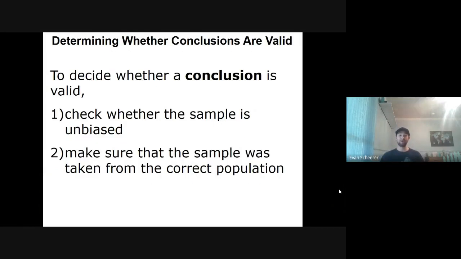Next, determining whether conclusions are valid. To determine whether a conclusion is valid, it needs to be unbiased and it needs to be from the correct population. For example, if we're doing math stuff, you can't take the population from the science class. That wouldn't make sense. It has to be with math, right? That's like the guy checking to see if they're happy with the internet service or the phone service. If he was going to Walmart and just picking random people, they might not even have the right internet or phone service. So it needs to be from the correct population.